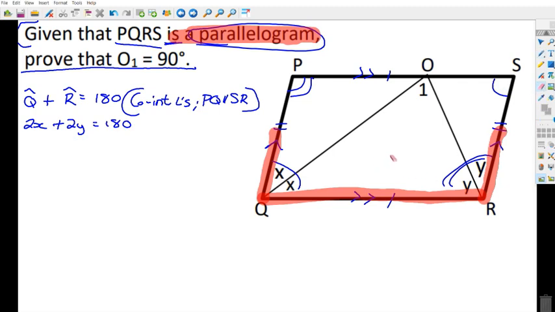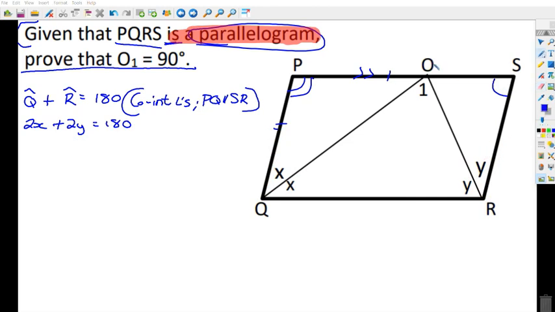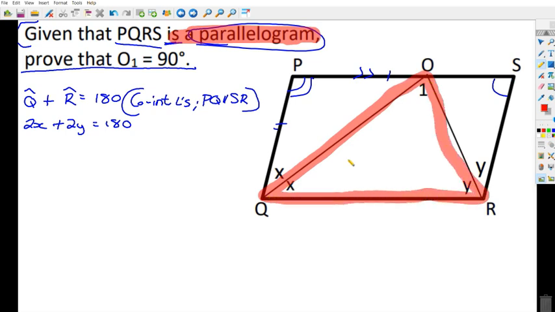So let's look at this quickly. Where is O1? O1 is where? It's in this triangle. Can you see that? It's in this triangle here. Right, O1 is in that triangle. So what do I know about triangles? What do I know about the angles of a triangle?